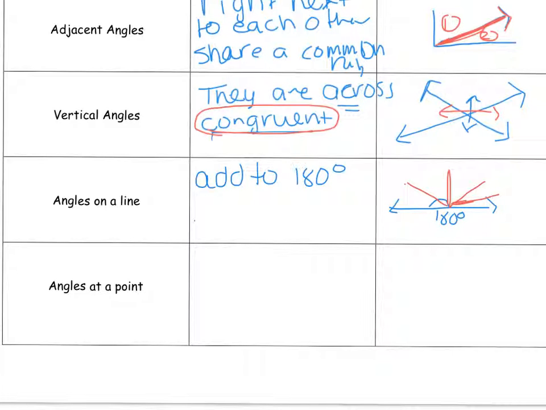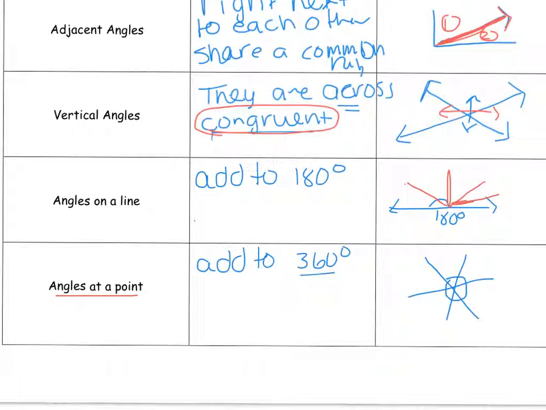And if you put two of them together, you get angles at a point. Angles at a point add to 360 degrees because a circle is 360 degrees. So if you have a whole bunch of angles, all of these angle measures add to 360.